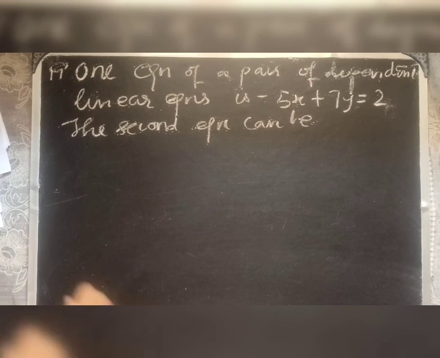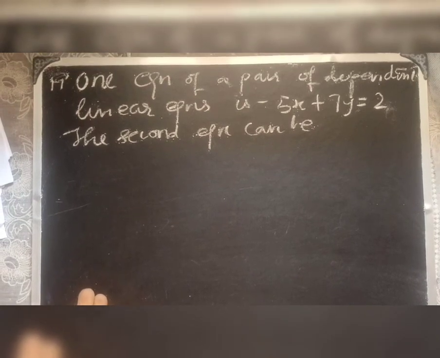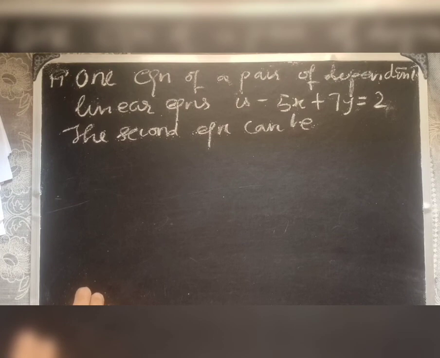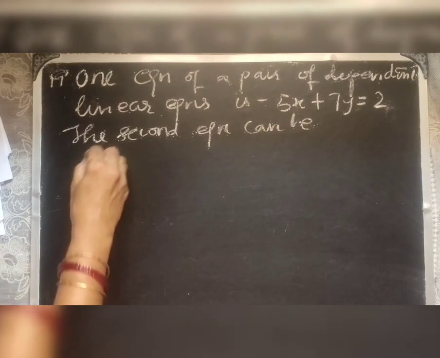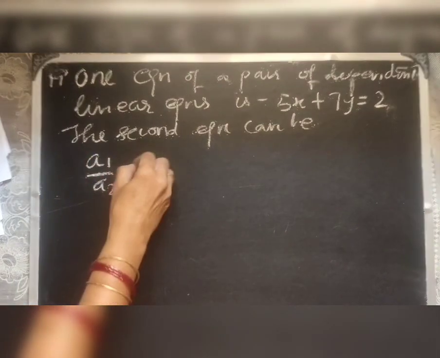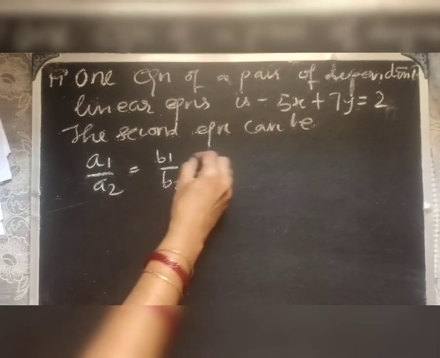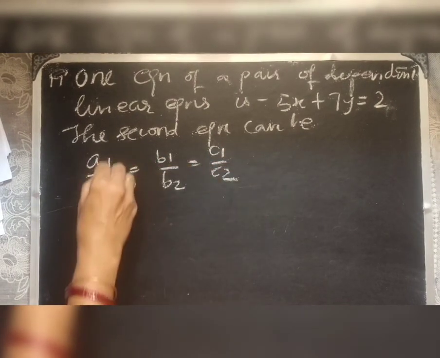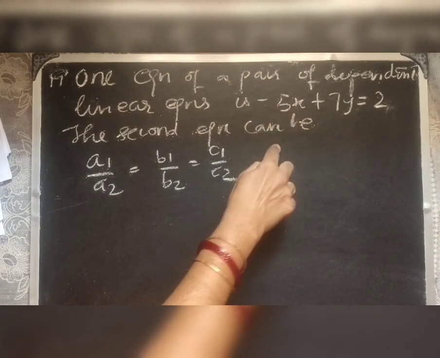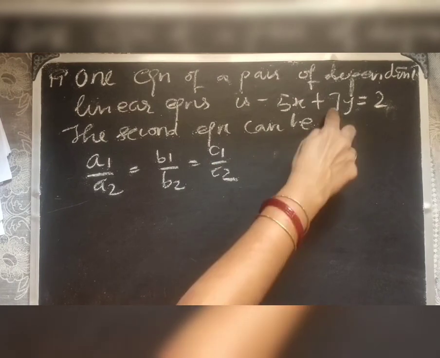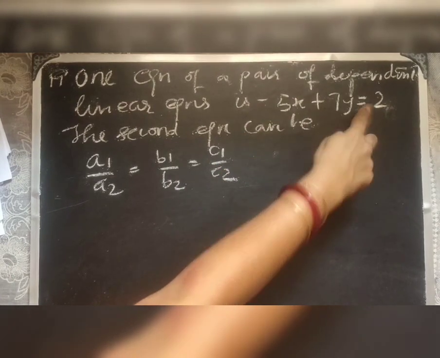One equation of a pair of dependent linear equations is minus 5x plus 7y is equal to 2. Then the second equation can be, and they have given 4 equations. So first let us find out, remember the condition for a pair of dependent linear equations: a1 by a2 is equal to b1 by b2 is equal to c1 by c2, where a1 and a2 are the coefficients of x in both the equations, b1 and b2 are the coefficients of y, and c1 and c2 are the constant terms.